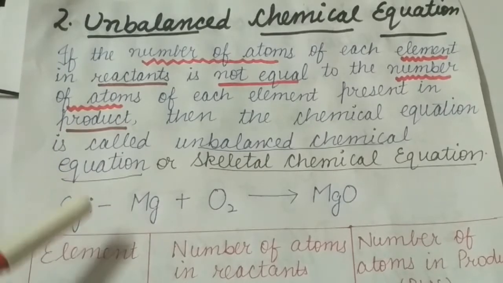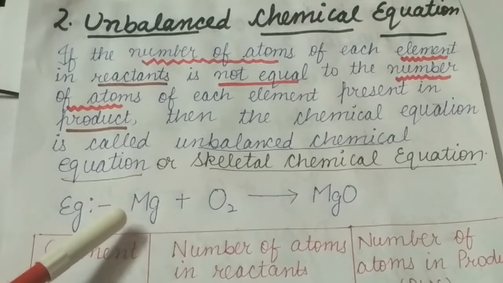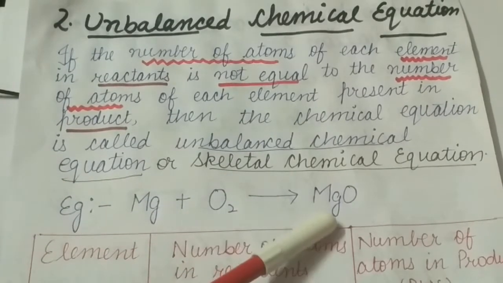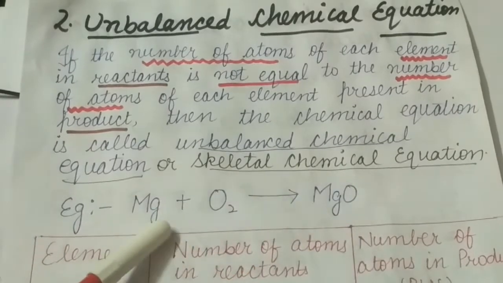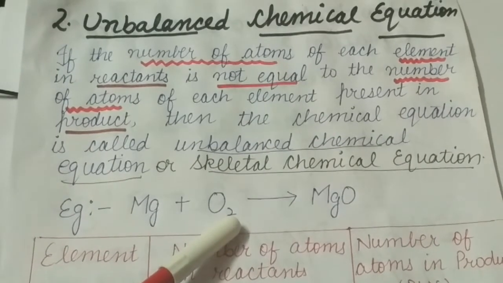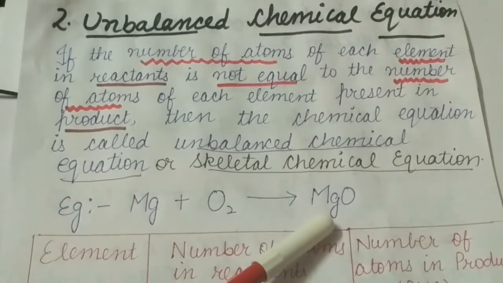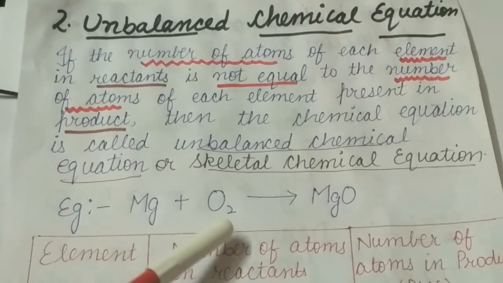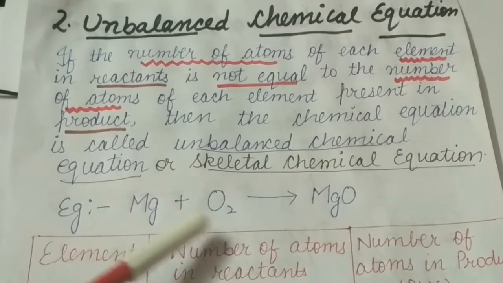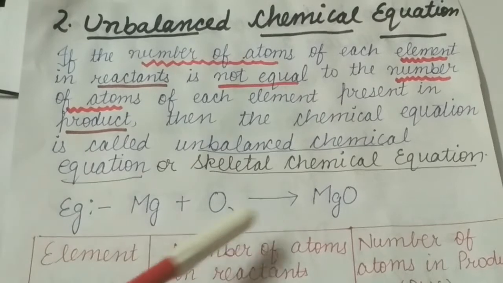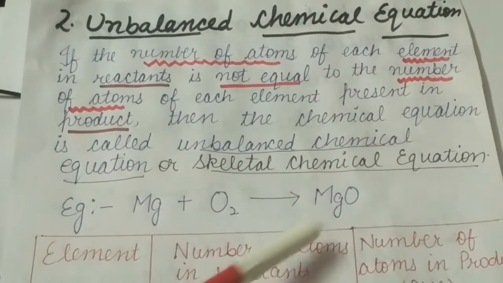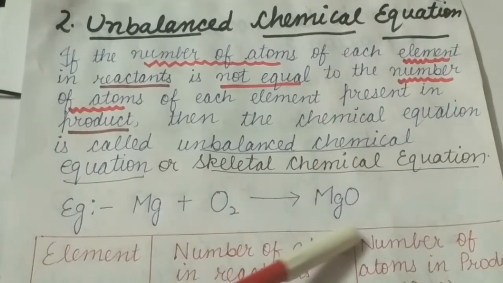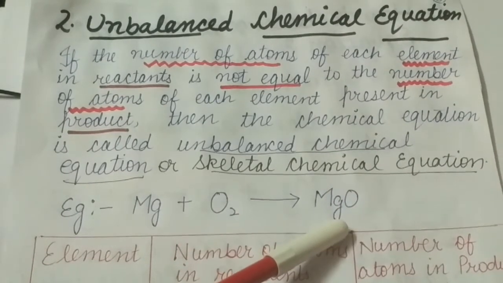Now, in this example, magnesium reacts with oxygen to form magnesium oxide. Here magnesium and oxygen are what? The reactants, and magnesium oxide is the product. So the number of atoms of the elements present in the reactants is not equal to the number of atoms of the elements present in the product, that is magnesium oxide.